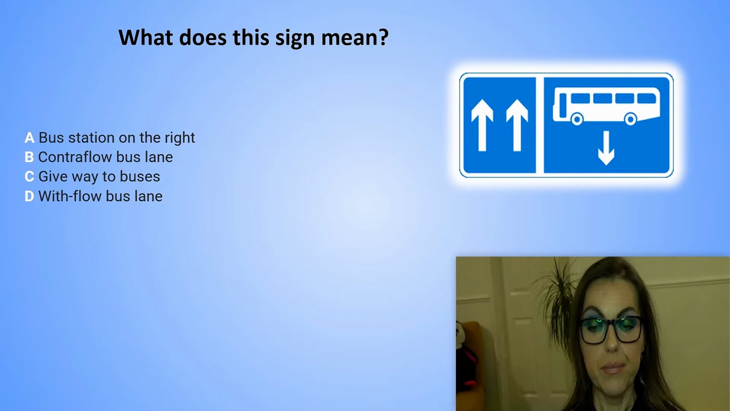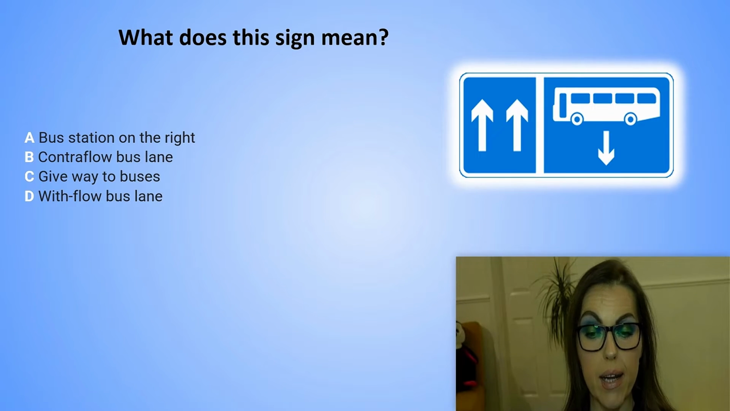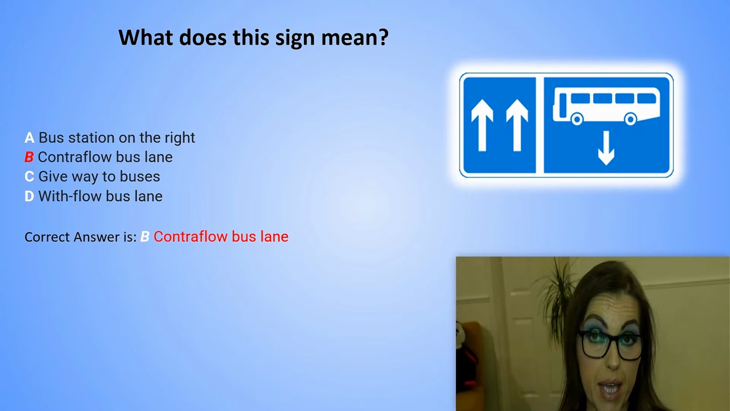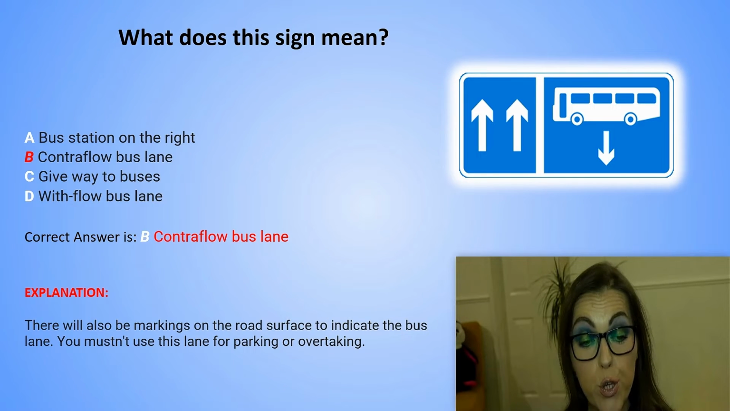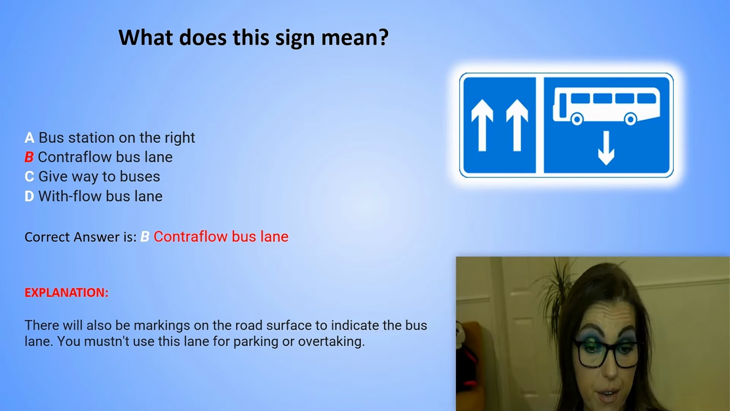5, 4, 3, 2, 1. And the correct answer is B. Contraflow bus lane. Explanation. There will also be markings on the road surface to indicate the bus lane. You mustn't use this lane for parking or overtaking.